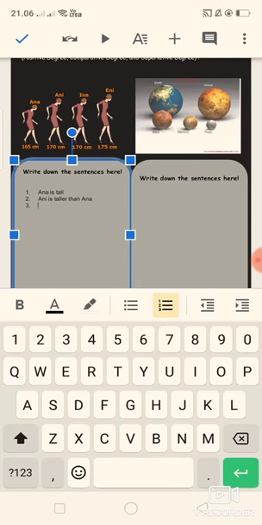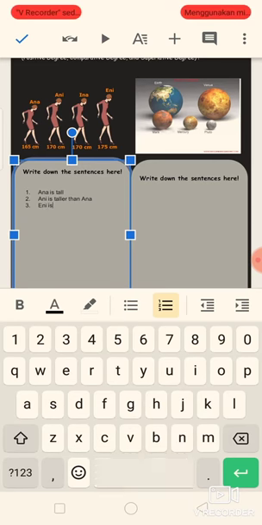Let's move to the third sentence, which uses a superlative degree. The tallest in this picture is Annie, right? So we can make the sentence like this: Annie is the tallest. Okay, this is great. So let's move to the next picture.